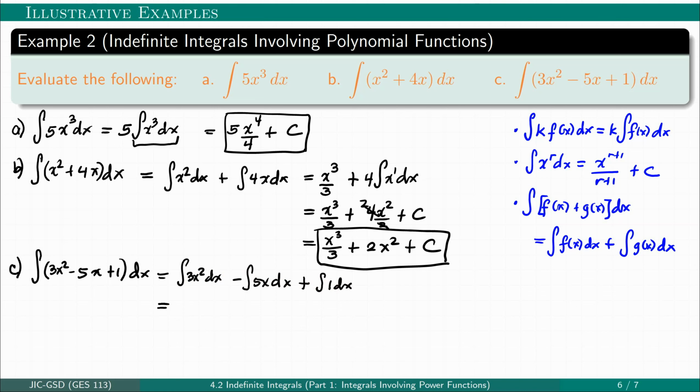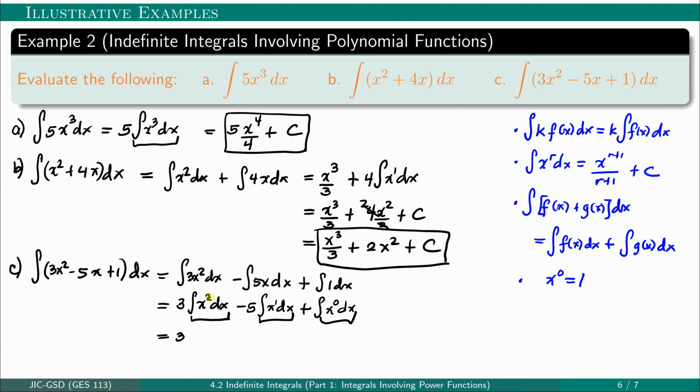And as before, we can actually move the constant outside. So this will be 3 times the integral of x squared dx. 5 can be moved outside. So this will be the integral of x dx plus the integral of, now 1 is the same as x raised to 0. So for each integral here, we can use the power rule.